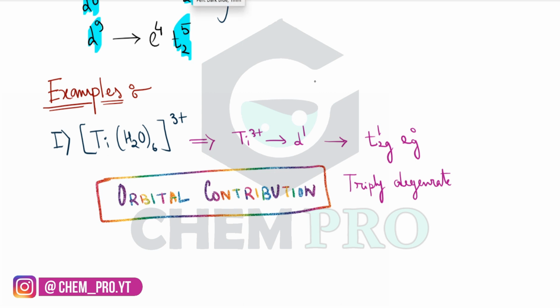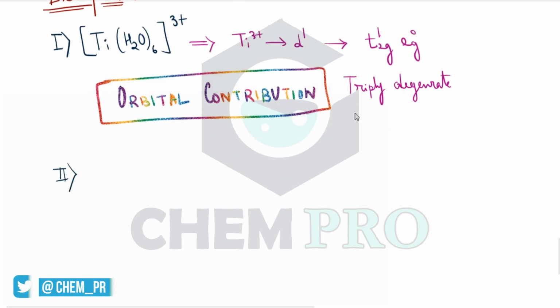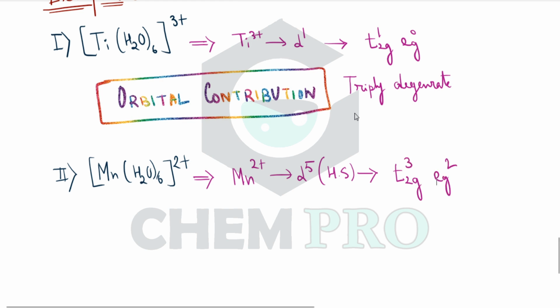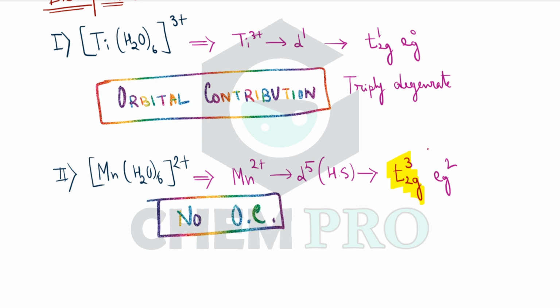Now secondly, if we consider [Mn(H2O)6]2+, Mn2+ is a d5 system and the complex is high spin, because H2O is a weak field ligand. So for that we can have the configuration t2g3 eg2. That means here t2g is not unsymmetrically filled. So here there is no orbital contribution for this t2g3.